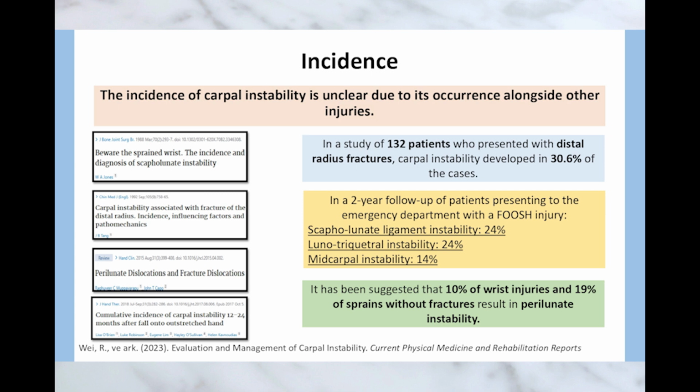For sure. And when we look at FOOSH injuries, falls on an outstretched hand, which is a super common way to hurt your wrist, yeah, classic, the research shows a pretty interesting breakdown of the types of carpal instability that can happen. So scapholunate instability, we'll get into that a little more later, accounts for about 24%. Lunotriquetral instability, also about 24%. And then you have midcarpal instability at about 14%. Okay. So most of the instability after a FOOSH injury is happening within those carpal bones themselves.